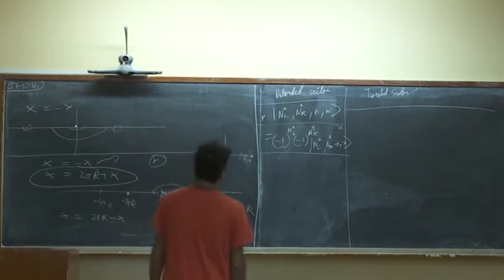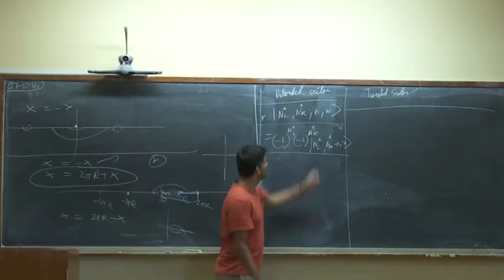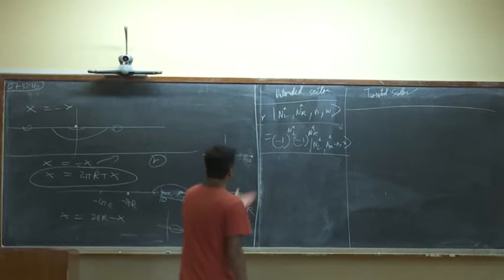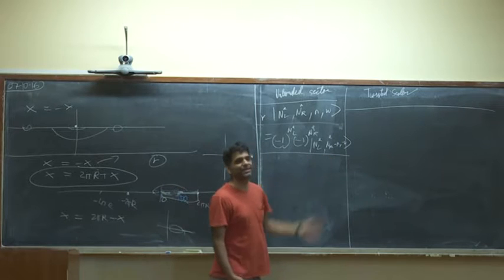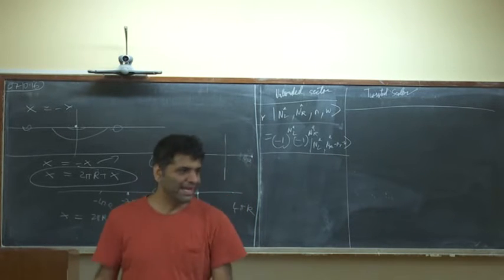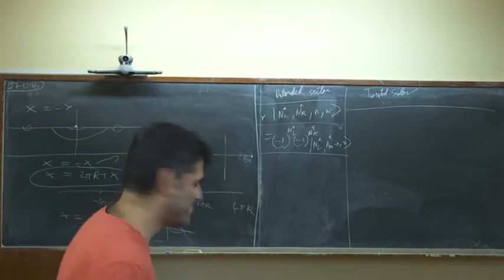So let's take the simpler states. Let's take the states with N equals W equal to 0. So N and W don't change. That tells you that you need to keep only those states with a net even number of oscillators. Any states with an odd number of oscillators is thrown out. Okay?